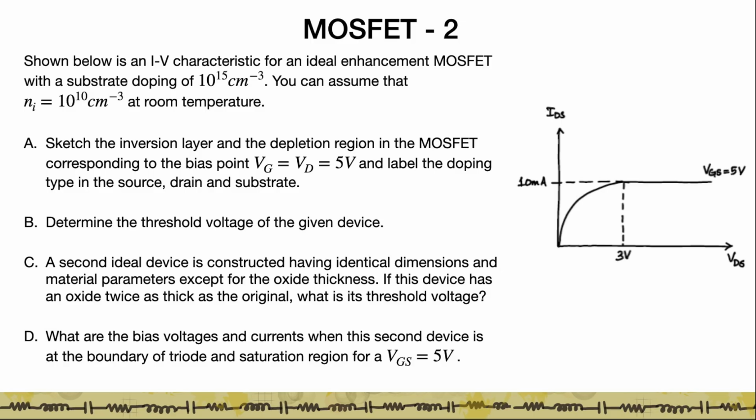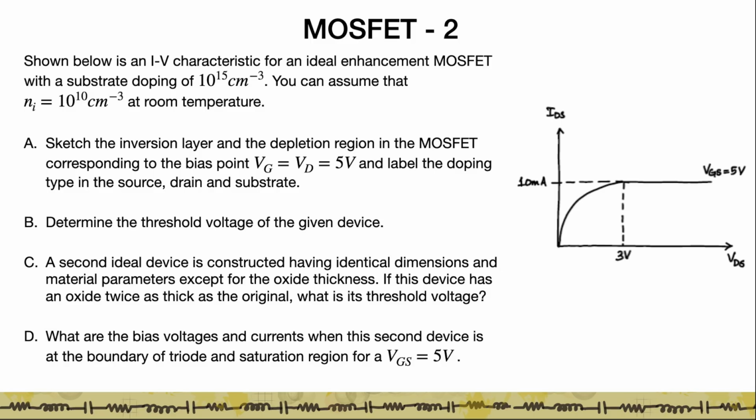Shown below is an IV characteristic of an ideal enhancement MOSFET with substrate doping of 10 power 15 per centimeter cube. You can assume Ni is 10 power 10 per centimeter cube at room temperature. Sketch the inversion layer and the depletion region in the MOSFET corresponding to the bias point of Vg equal to Vd equal to 5 volts. Label the doping type in the source, drain and substrate. Determine the threshold voltage of the device.